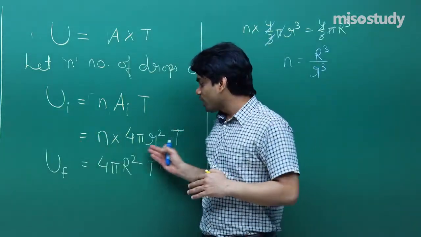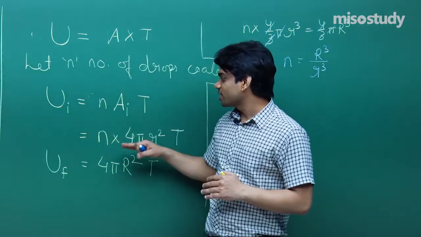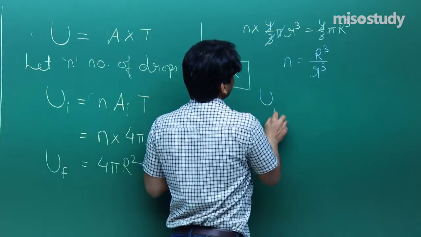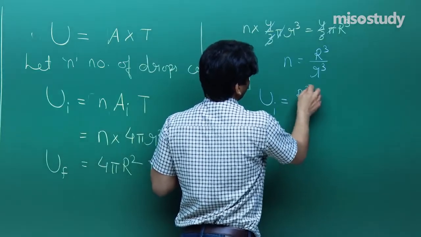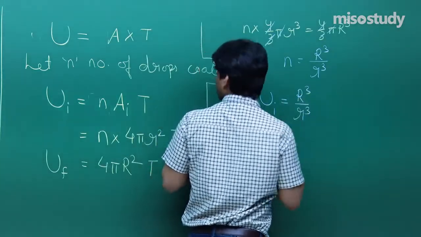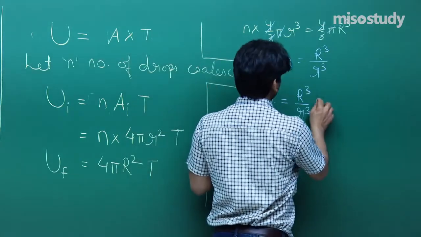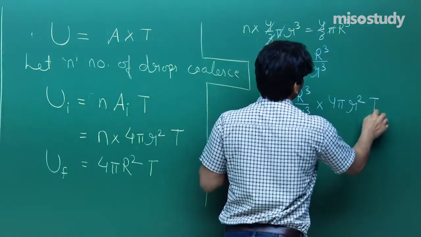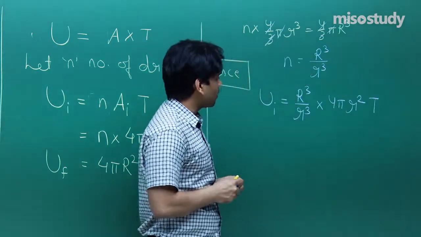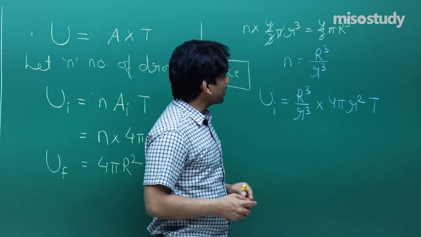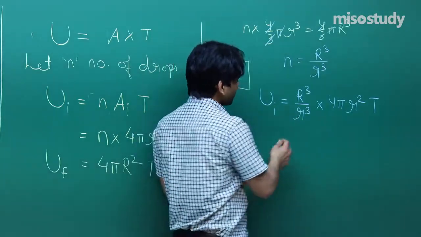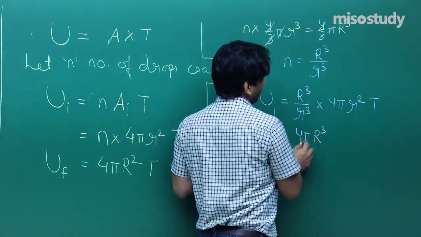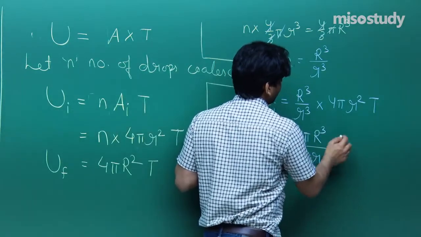Substitute here the value of n. Here you will be getting initial surface energy as n into 4 pi r square T. So you will have initial potential energy as R cube by r cube, and here you have 4 pi r square into T. This is the term that you are having, 4 pi r square into T. Now you see some terms will be cancelled out, and you will be left with 4 pi R cube divided by r multiplied with T.